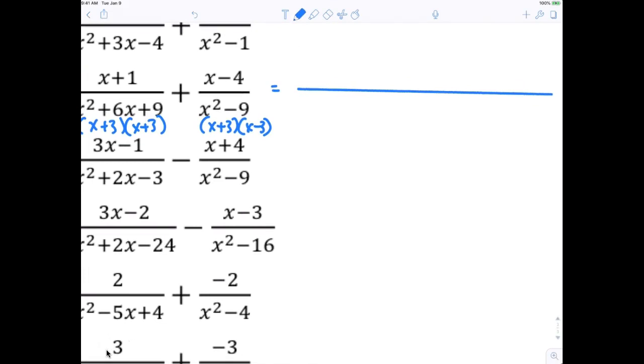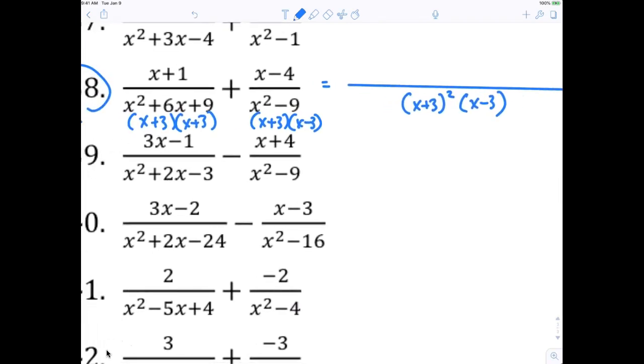All right, the common denominator was x plus 3, x minus 3. You can write it as x plus 3 times x plus 3 times x minus 3, which is the same as x plus 3 squared times x minus 3. Anybody have any issues with that? All right. So I multiply the first fraction by what? X minus 3. And the second fraction by? X plus 3, squared. All right. Anybody have any issues with that?